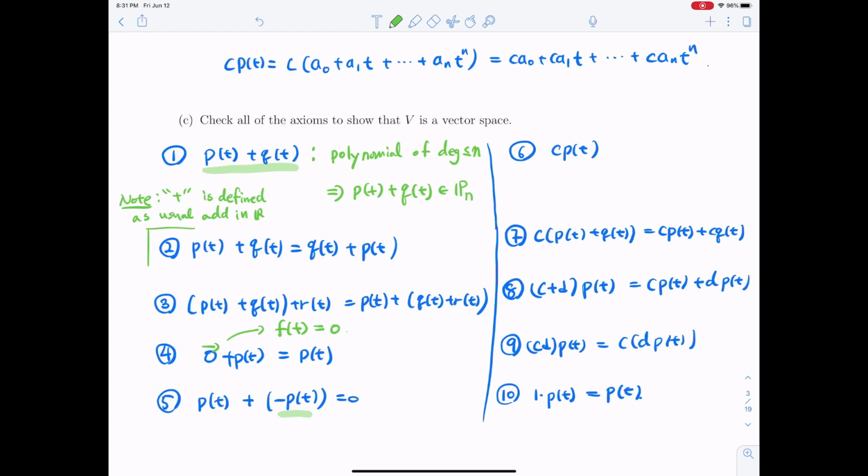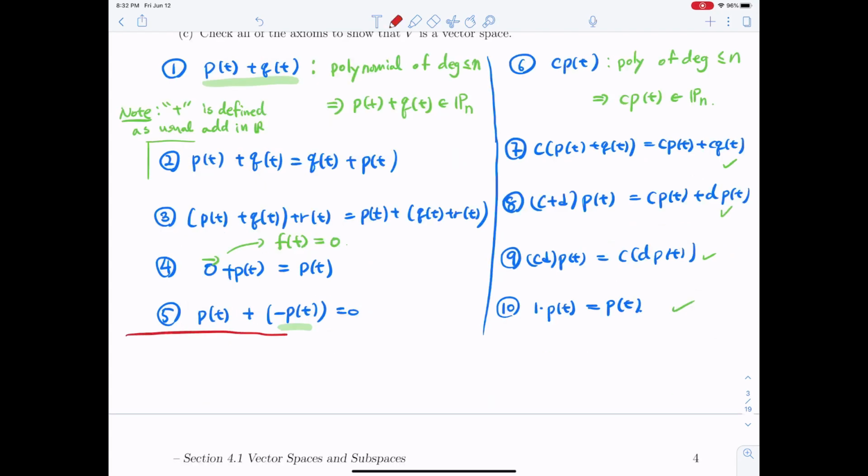And also for the multiplication, multiplying by a scalar does not change the degree of the polynomial. So it is again a polynomial of degree less than or equal to n, which means c times p of t is an element in P sub n. And again, we define the multiplication similar to the multiplication of the real numbers. So that tells you all the axioms from 7 to 10 are true in this case.